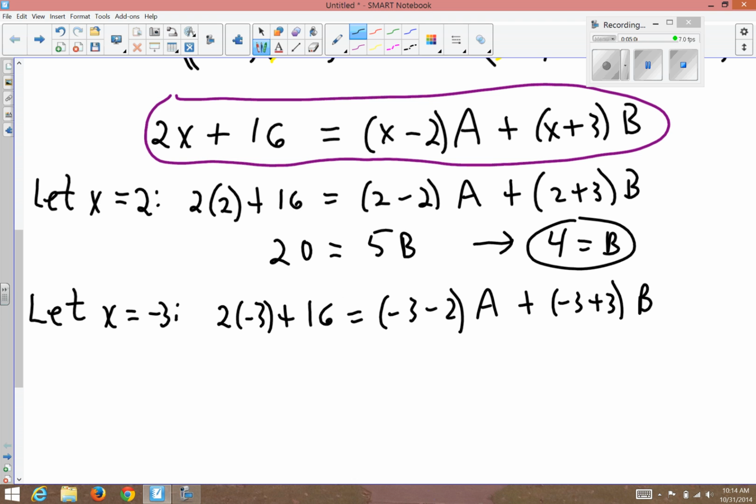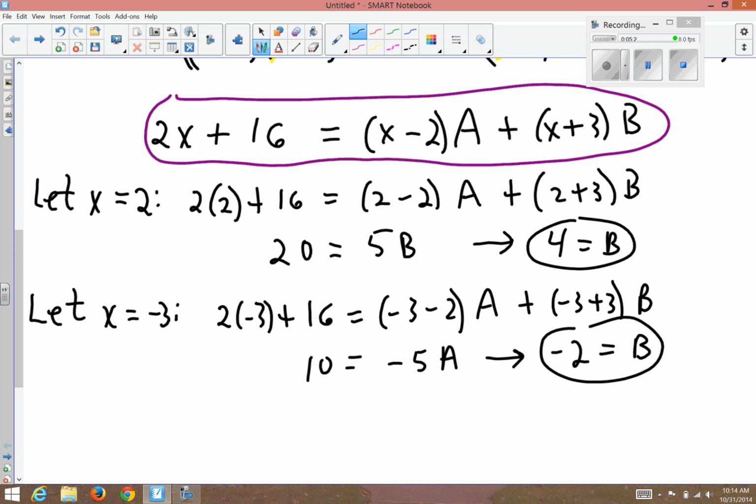I replaced every x with any number I felt like. I felt like using -3. This is -6 plus 16, which is 10. This is -5a plus 0. So -2 equals a.